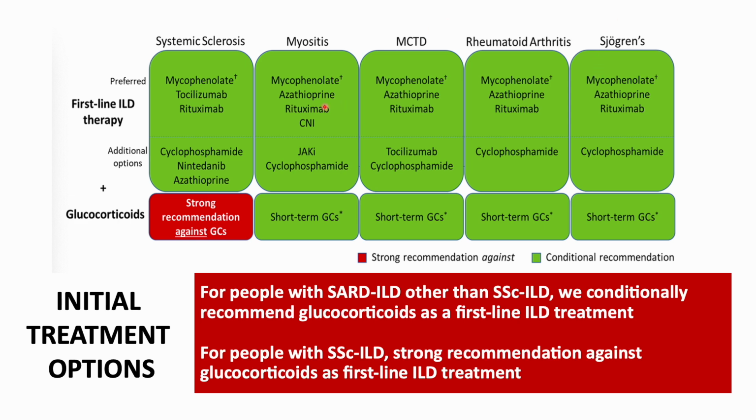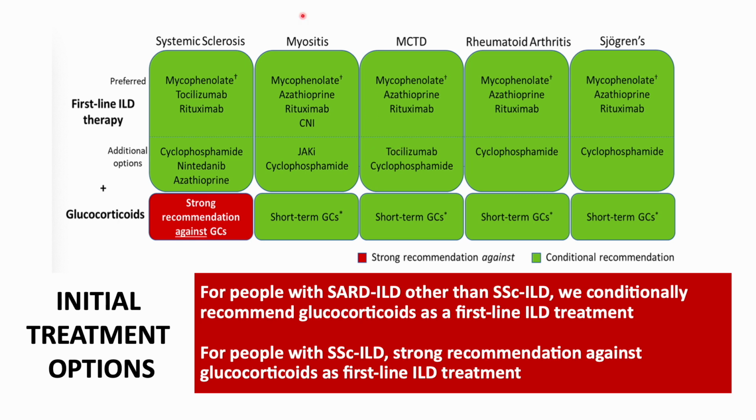Further, the therapies are divided into preferred and additional. So if you look at the other drugs other than mycophenolate, rituximab is included in almost all of these ILDs. Azathioprine predominates in all except systemic sclerosis, where it has been moved to additional. When we talk about additional options, cyclophosphamide exists for all of the SARD ILDs as an additional option.